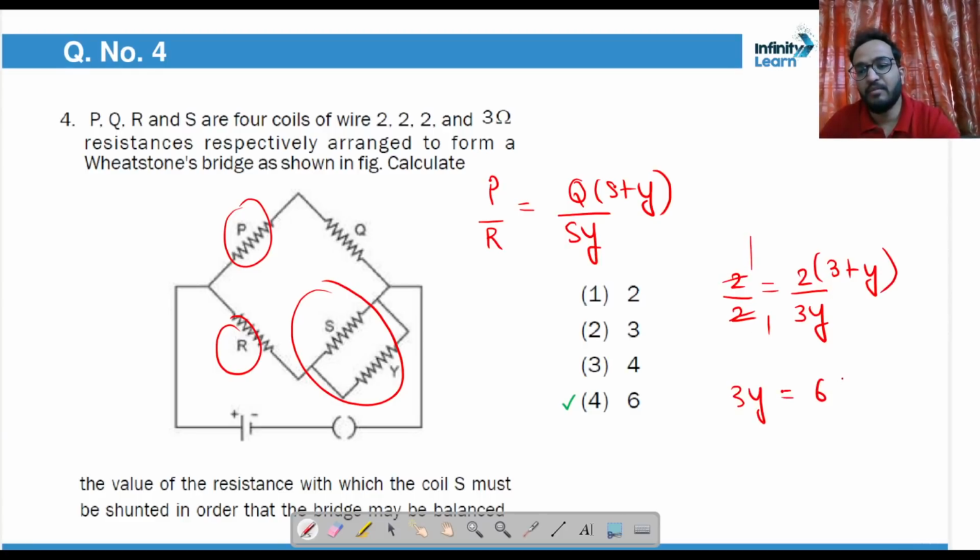No, 3y is equal to 6 plus 2y. So y is equal to 6. Got it? This is how you will solve it.